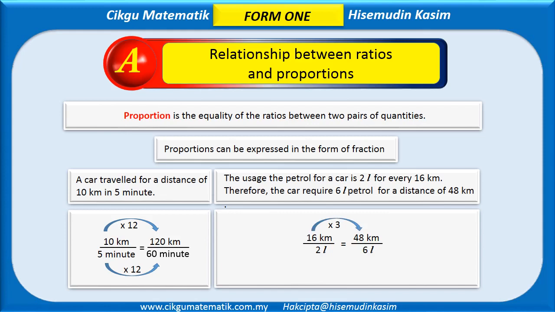16 km times 3 equals 48 km. 2 L times 3 equals 6 L.